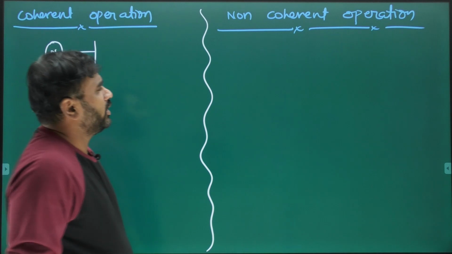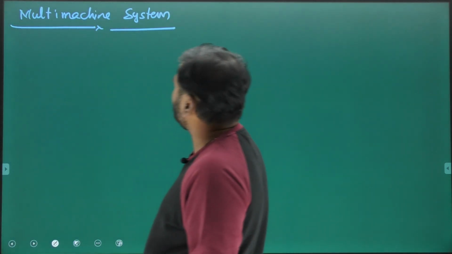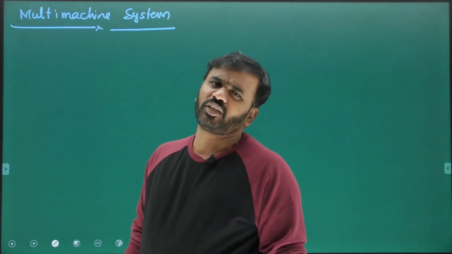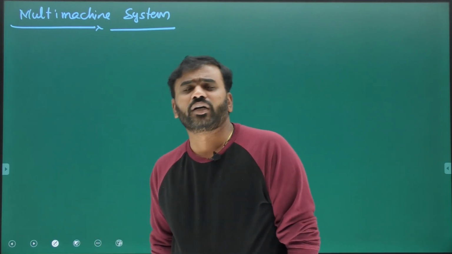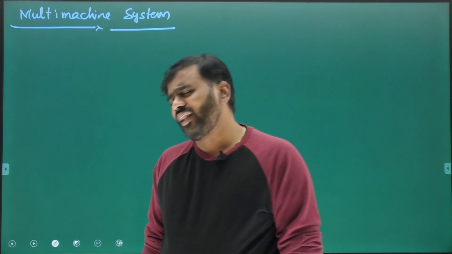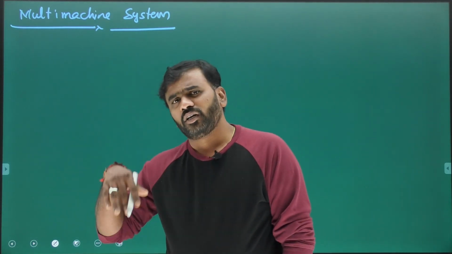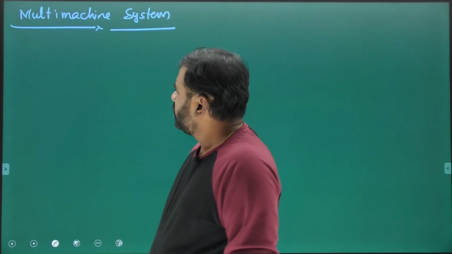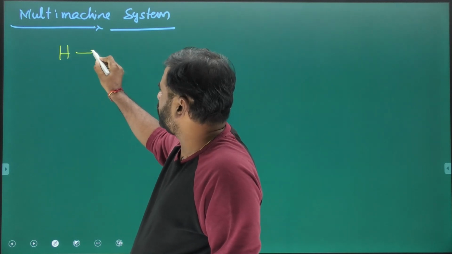Okay. Now the next important thing is coherent operation and non-coherent operation. But before that, we see the multi-machine system. A multi-machine system means if you have more than one machine running in parallel, then we must convert the swing equation of all the machines onto a common base. That means you must convert the left side and right side of the swing equation onto a common base. First of all, we have to convert H onto a common base. How to convert H onto a common base?